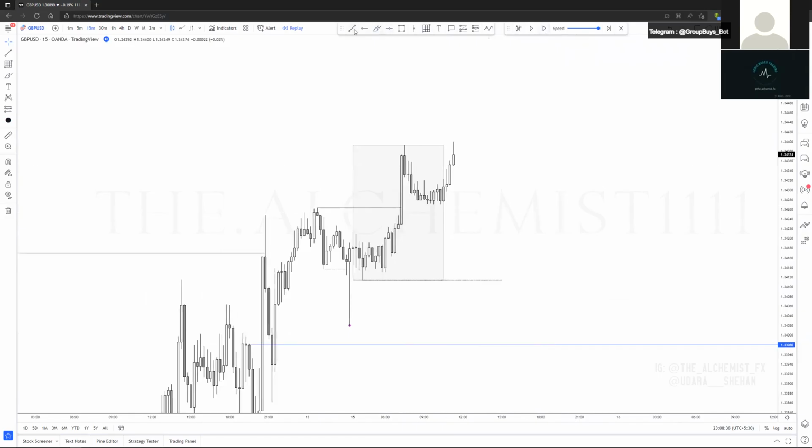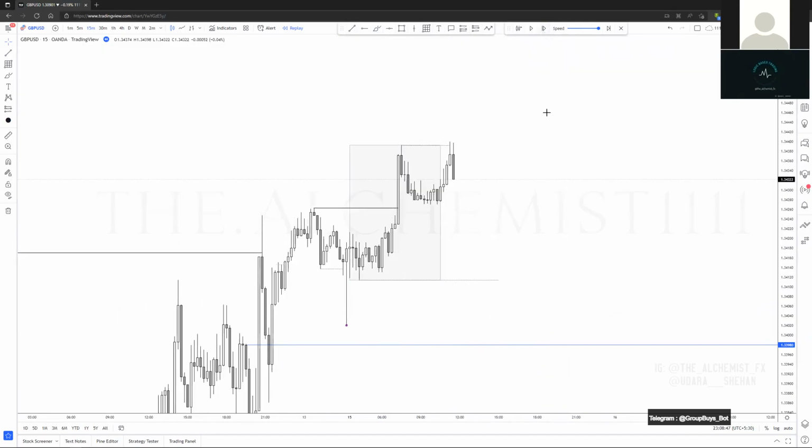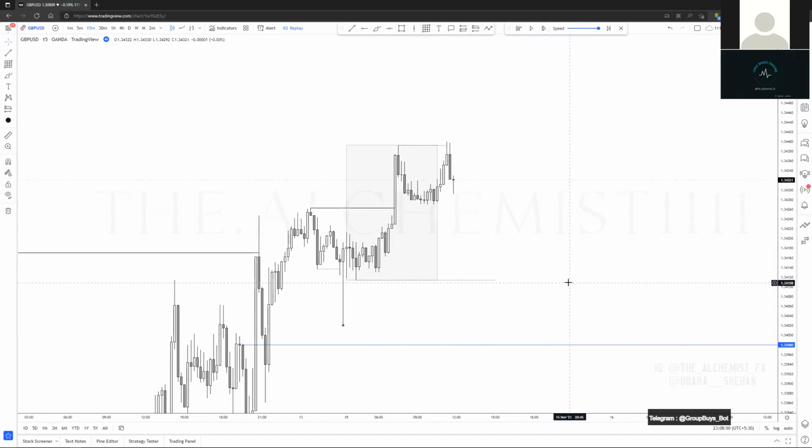There we go. Asian highs are taken out. Can you see that? Yeah, the Asian high is taken out, and they're rejecting. And see, now they're starting to pull back down.